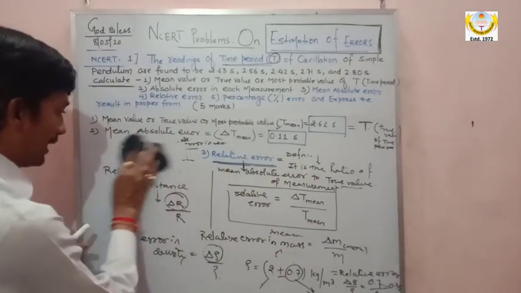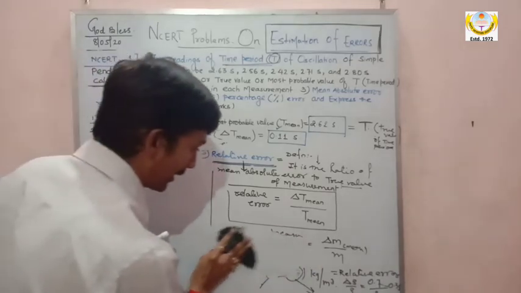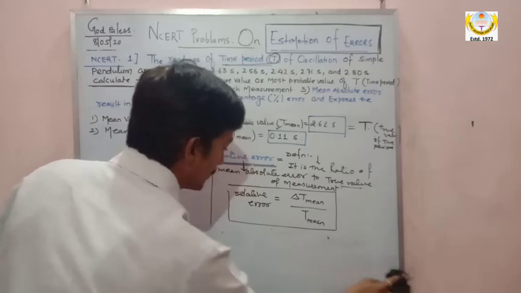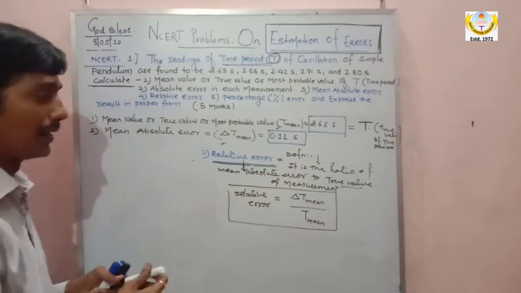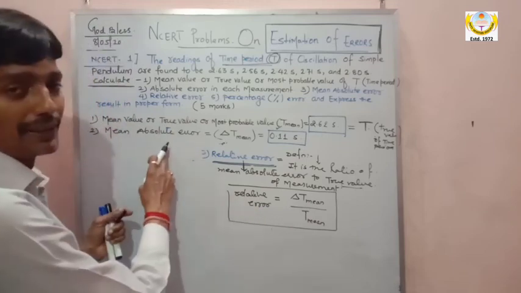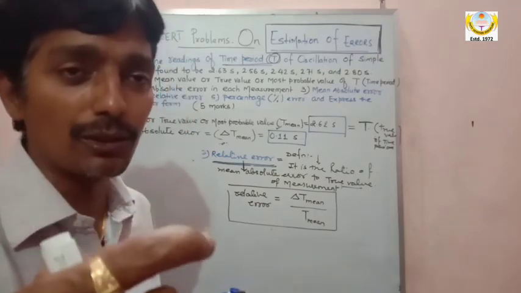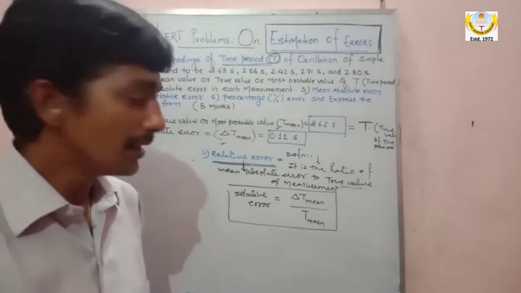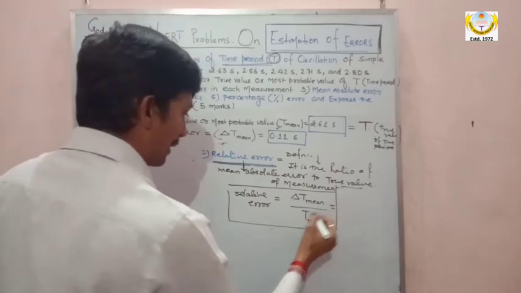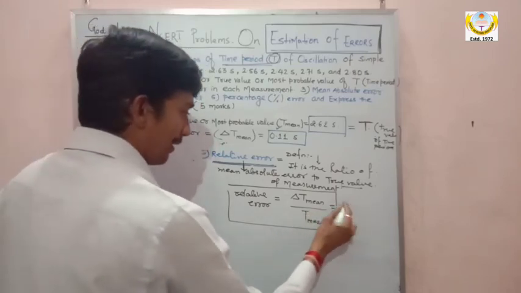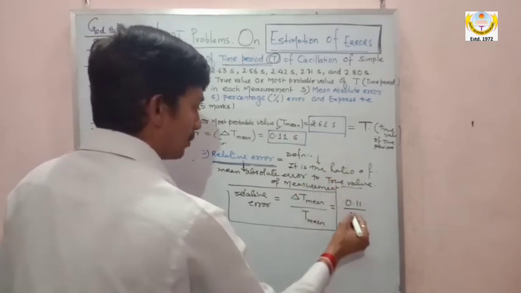So here the definition says it is the ratio of mean absolute error to the true value of that quantity. So here, mean absolute error divided by true value. Everywhere this is the mean absolute error which is given, so plus minus, as you know, means the absolute error is in plus also and in minus also. So now here this will be delta t mean divided by t mean. So what is the answer here, my dear? The answer of this question will be 0.11 divided by 2.62.